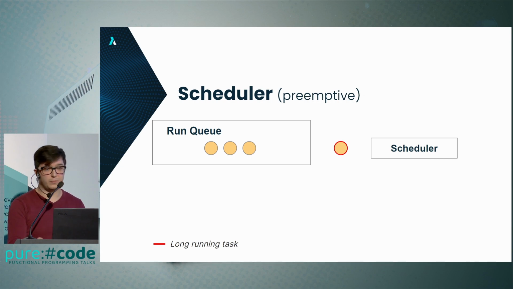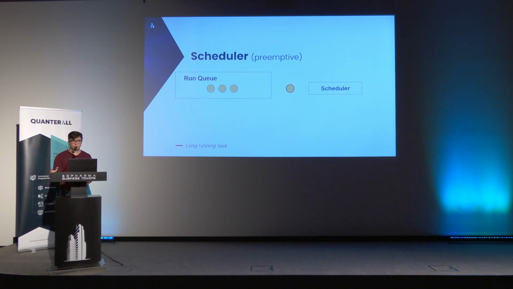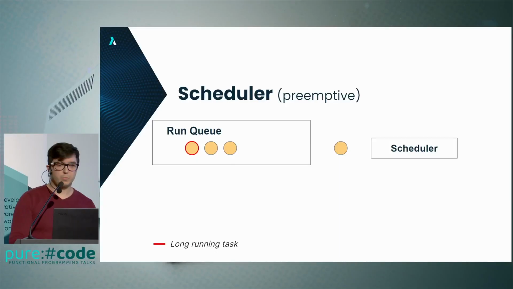In contrast, a preemptive scheduler, which is the one that is used by the Beam, always tries to give a fair share of execution time to each of the processes in the run queue. So if a process takes too much time to finish, the scheduler will just suspend this process, push it to the back of the queue, and give the next process in line its fair share of execution time. So here the long-running task is getting pushed to the back, and the next process comes in line. This means that a bad process cannot tank the whole system just because it has entered some bad state. Everything else will run as if nothing bad is happening.